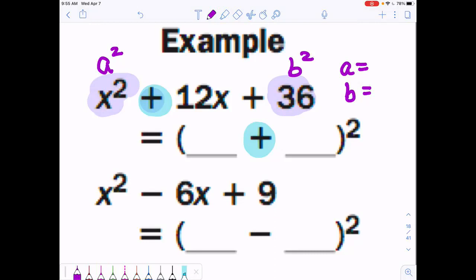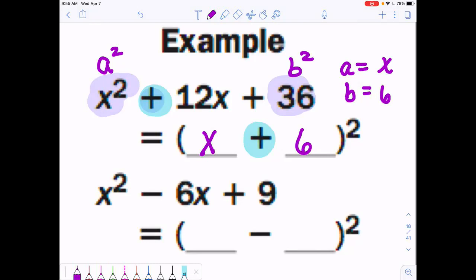So Bill, if you have x squared, what would your A value be? And if you have 36, what is your B value? 6. So you're still doing that. But now, because it's a trinomial, 3 terms, when we factor it, you're going to have x plus 6, one parenthesis, and that one parenthesis is squared. And again, it's a plus because it's a plus 12x.